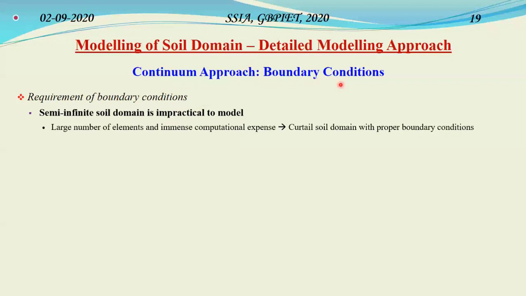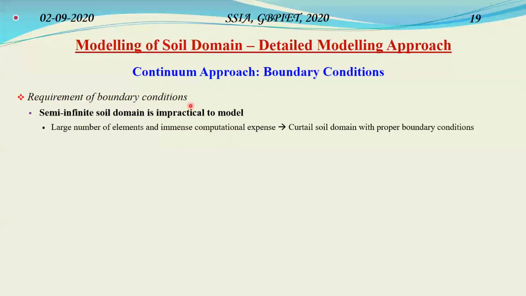The next most important thing which has to be considered in any numerical modeling based on continuum approach or detailed modeling approach are the boundary conditions. Now, as we started this discussion of continuum approach, we want to model the soil as a semi-infinite domain, but it is actually impractical to model. You need innumerable number of elements which will generate immense computational expense, and we really need to curtail this entire soil domain with proper boundary conditions.